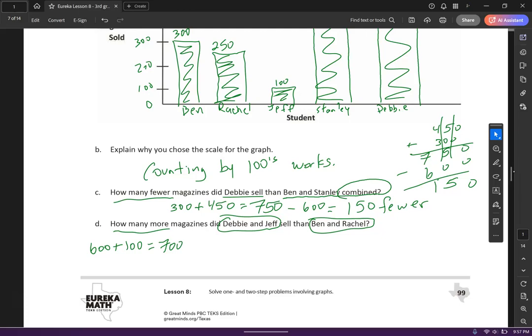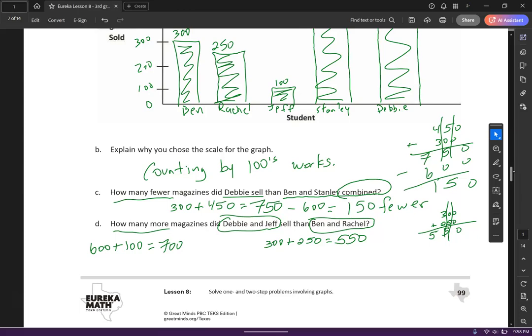Then Ben and Rachel. Ben had 300. Rachel had 250. So 300 plus 250, that's 550. But I'm not done because they want to know how many more.